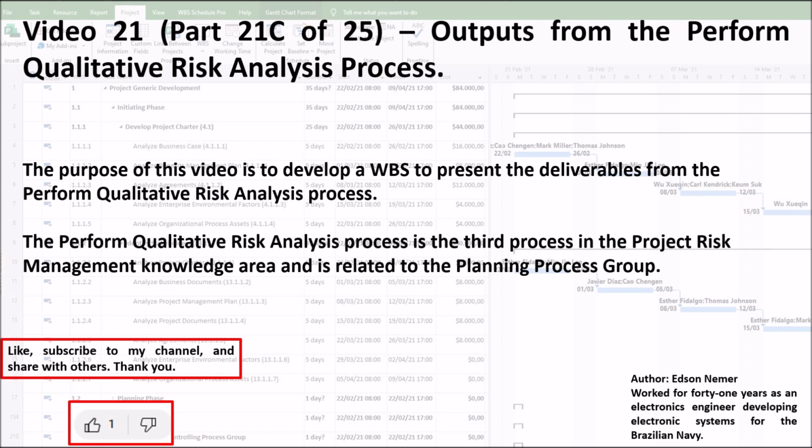The purpose of this video is to develop a WBS to present the deliverables from the Perform Qualitative Risk Analysis process. The Perform Qualitative Risk Analysis process is the third process in the Project Risk Management knowledge area and is related to the Planning Process Group.